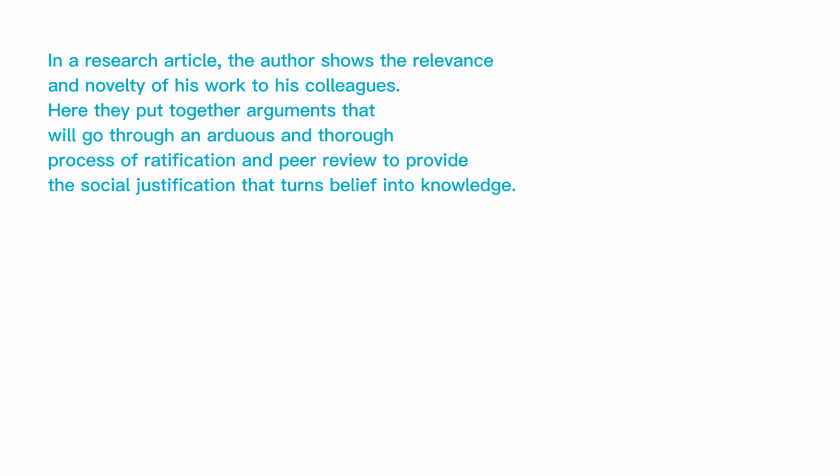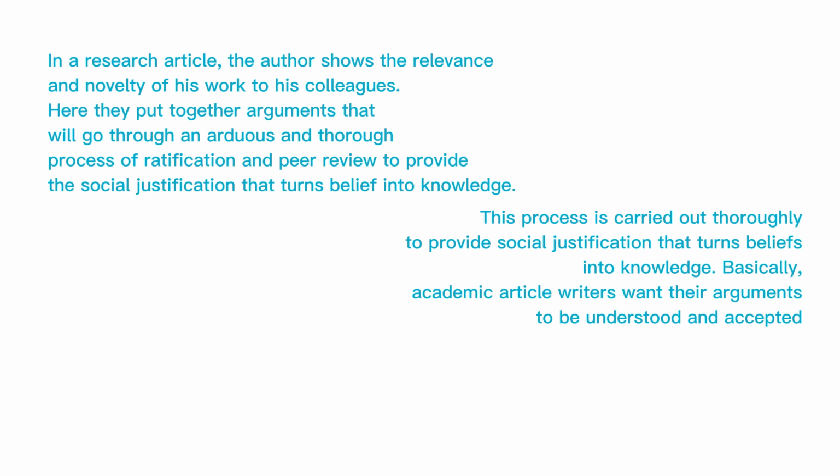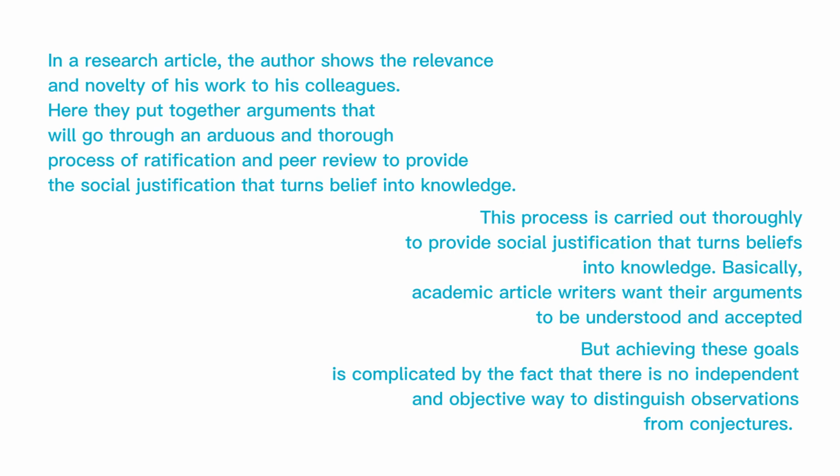In a research article, the author shows the relevance and novelty of his work to his colleagues. Here, they put together arguments that will go through an arduous and thorough process of ratification and peer review to provide the social justification that turns belief into knowledge. This process is carried out thoroughly to provide social justification that turns belief into knowledge. Basically, academic article writers want their arguments to be understood and accepted, but achieving this goal is complicated by the fact that there is no independent and objective way to distinguish observation from conjecture.